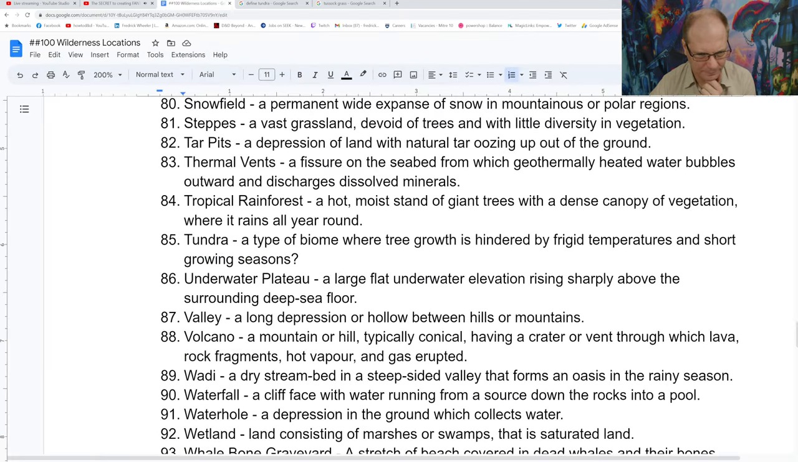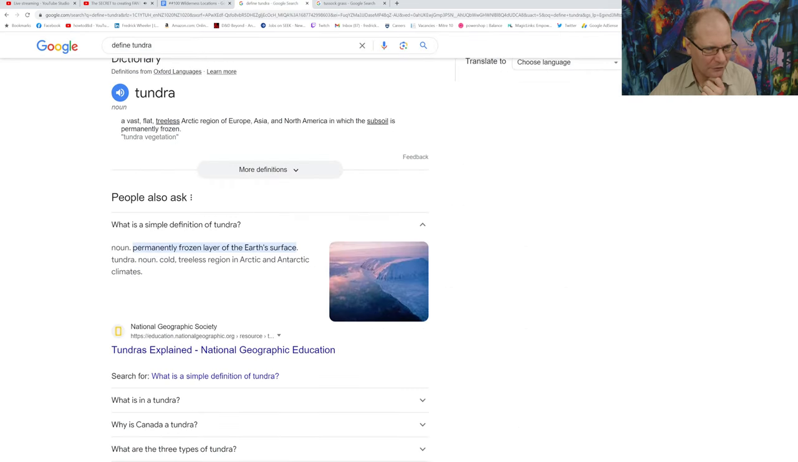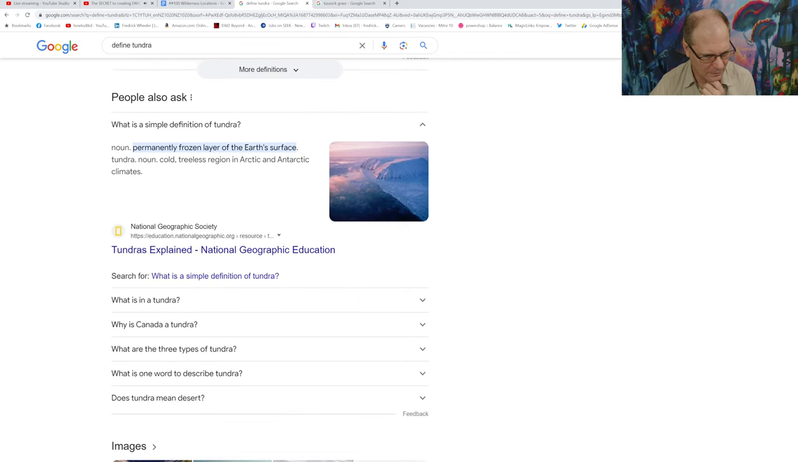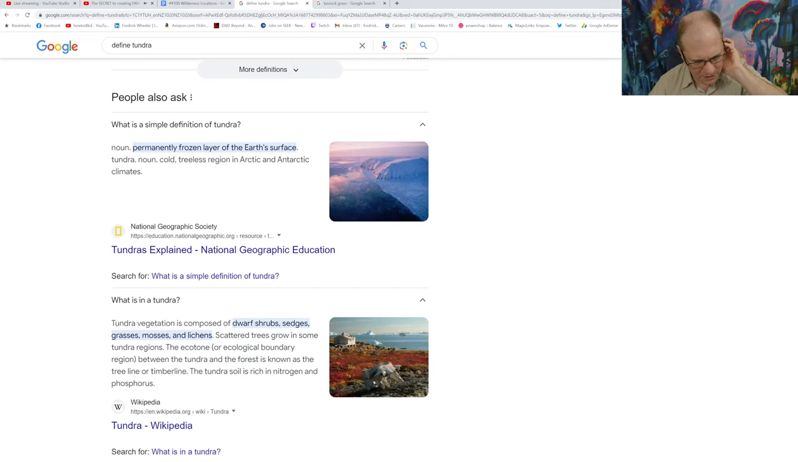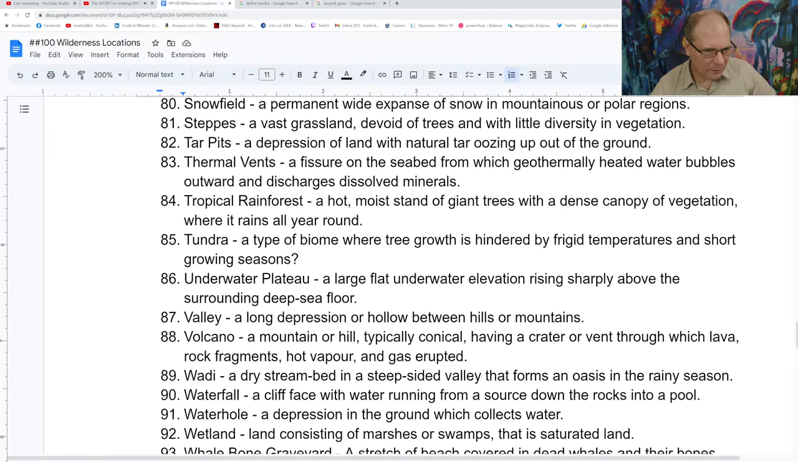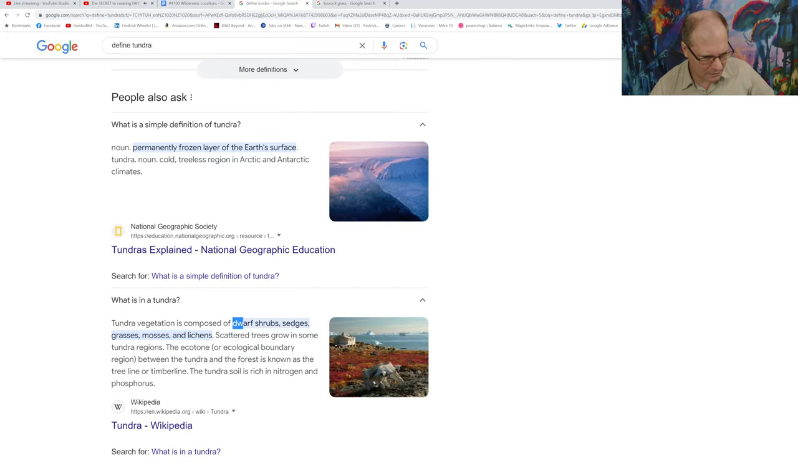All right, so let's have a look here. It sounds to me like there aren't trees. So tundra, so treeless. Tundra vegetation is composed of dwarf scrubs, sedges, moss, mold, little lichen. Okay, all right, I see. So that's a bit better. That's a better breakdown of what a tundra is there. Dwarf scrubs, sedges, and moss and lichens.